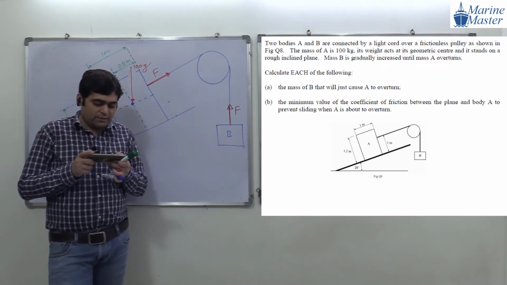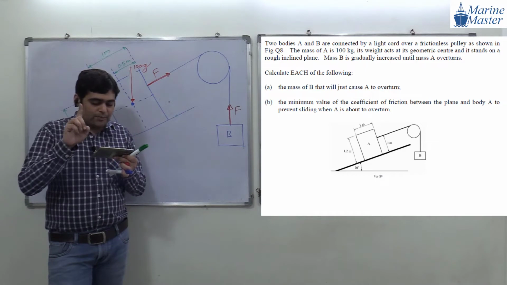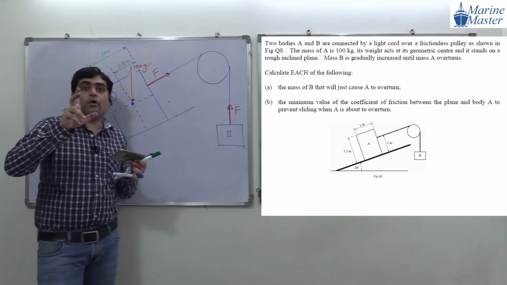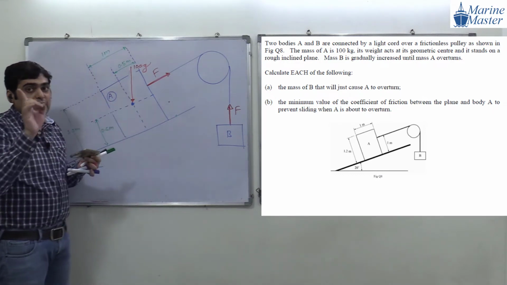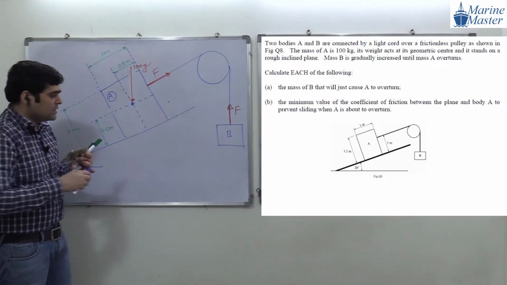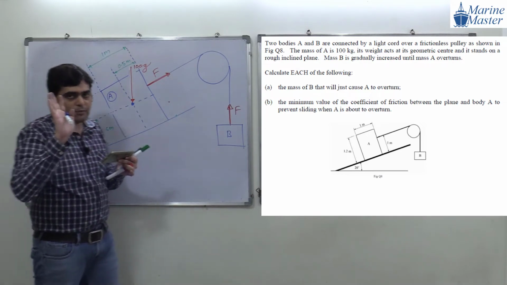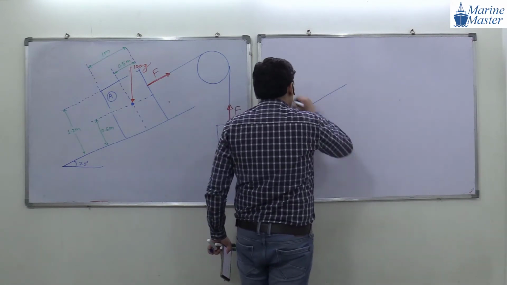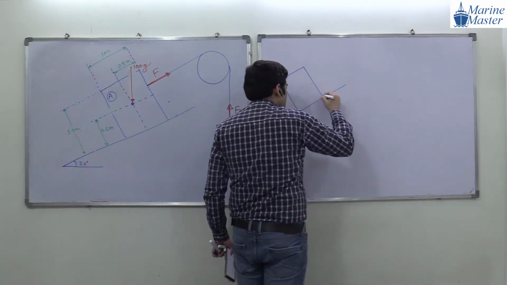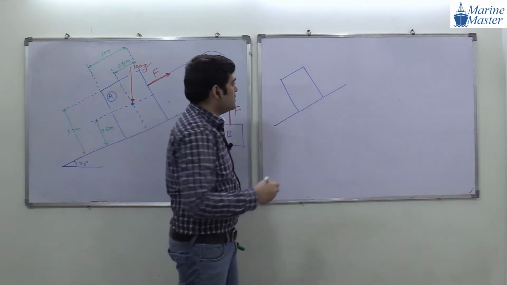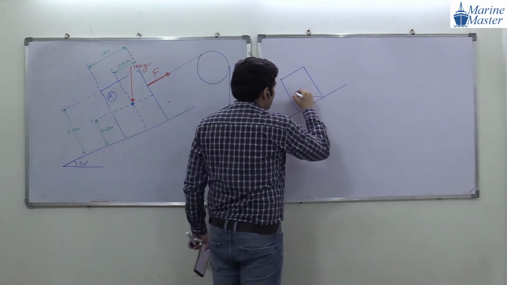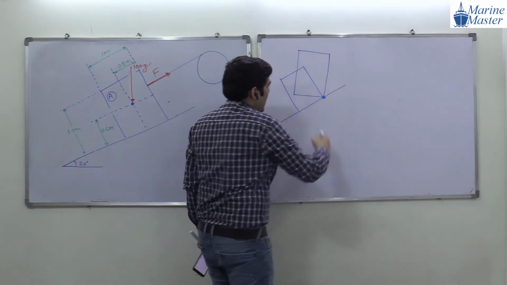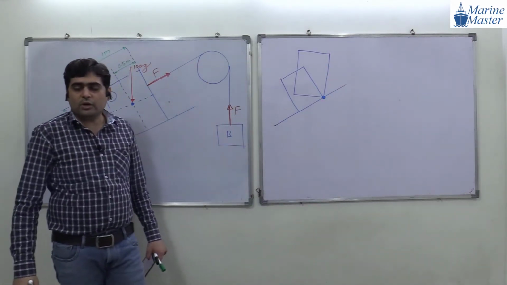The mass B. Now, try to see the point here. Okay, we are increasing the mass B gradually until mass A overturns. You got the meaning of overturn? What is the meaning of overturn, guys? First of all, I am going to explain the meaning of overturn. See, this is our block. If overturning happens, this will become like this. This is the meaning of overturning. Overturning will happen at this point. Okay, you got the meaning of overturning.